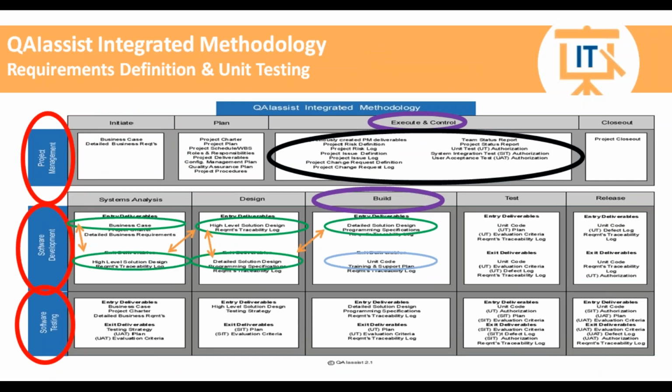Essentially, we develop our requirements for our high-level solution design, our detailed solution design, our programming specs, and we have our unit test plans defined and our unit test evaluation criteria. We use this then to do our unit testing. We use the code, unit test plan, and evaluation criteria. We know all the programs that are being built. We know all the requirements. We know all the evaluation criteria as far as what's successful.